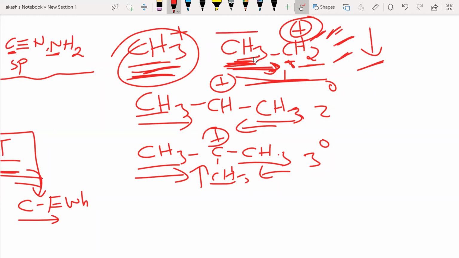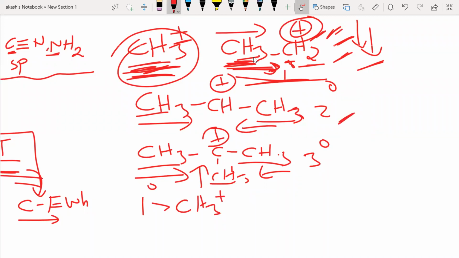Now, because of the electron donating group CH3, the amount of positive charge decreases. Here I don't have an electron withdrawing group, and I don't have an electron donating group. So the amount of positive charge, whatever is there, is going to be there. There is nothing to decrease it. So definitely primary carbocations are more stable than methyl carbocations. That is for sure.